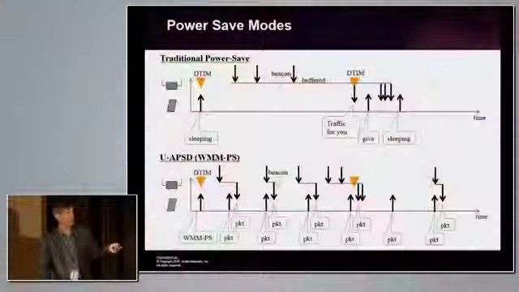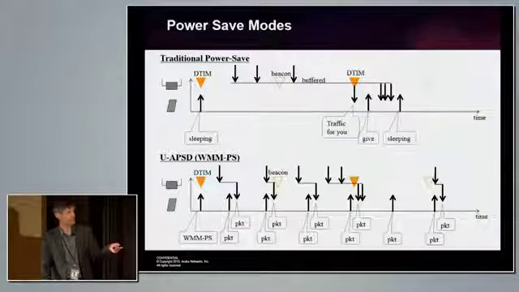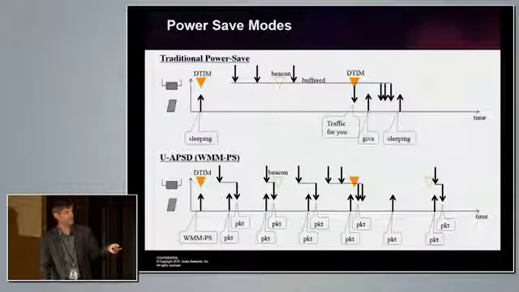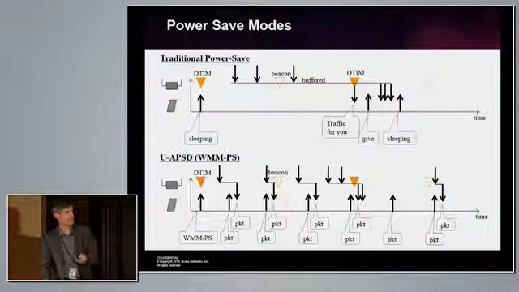And the whole object here is that you can go to sleep for periods of less than the beacon interval. And the same sort of mechanism applies. So you say, I'm going to sleep. The AP buffers up any traffic that comes while you're sleeping. Then you wake up and you say, do you have traffic for me? And if there is traffic, then you get it.